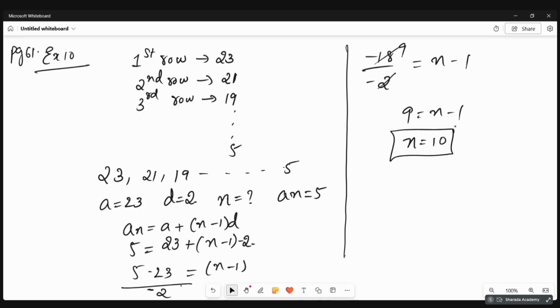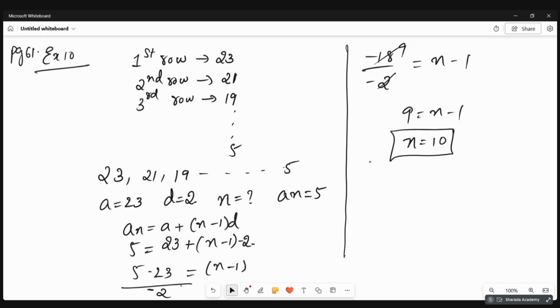And always remember, n should be a positive integer, because n is which term you are taking. So it can't be negative and it can't be decimal. If you are getting a decimal or negative number, then you have made some mistake. That is the verification. So n is equal to 10 here. There are 10 rows in the flower bed.